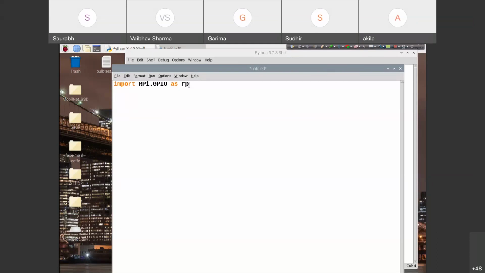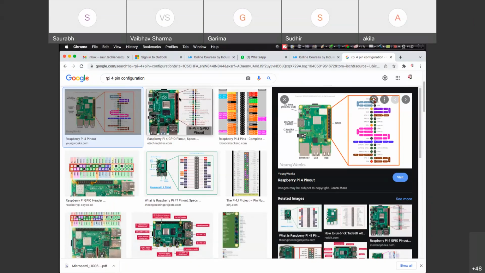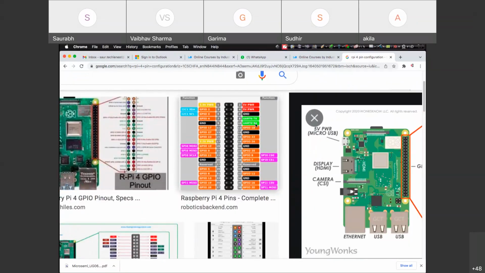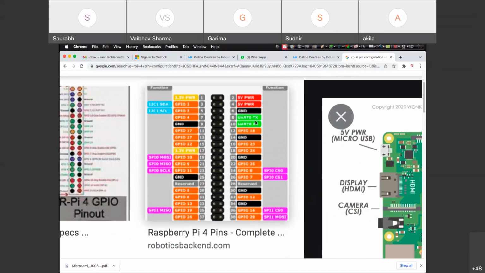So rp.setmode, within brackets rp.BOARD. So this set mode means there are 2 modes. In general, these GPIO pins are in deactivated mode. These pins are not activated, since Raspberry Pi has a couple of hardware parts, right? So these pins are not working initially. We have to activate them, and for that, there are two ways of working with them. Either BCM mode, or board mode.